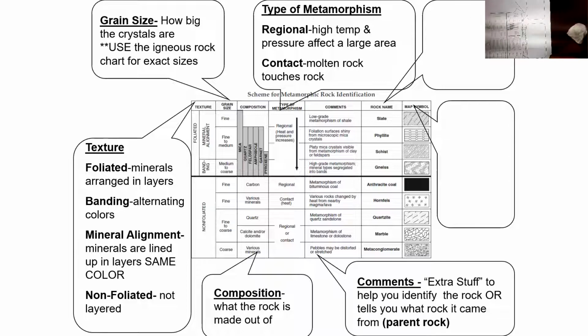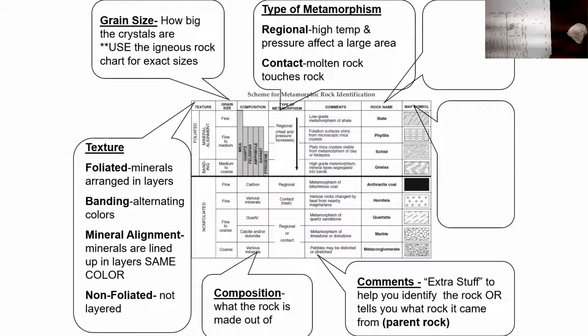So the comments section says extra stuff to help you identify the rock, or it tells you what the rock came from, and that's actually the parent rock. The ones that don't tell you where it came from will give you some helpful hints. For example, for that piece of schist, it tells you it's got platy mica crystals visible. Oh, that one actually does tell you. So it's a metamorphism of clay or feldspar. Phyllite, though, tells you it's got shiny microscopic crystals. So that one's going to have little sparkles in it. So it either tells you about it or it tells you where it came from.